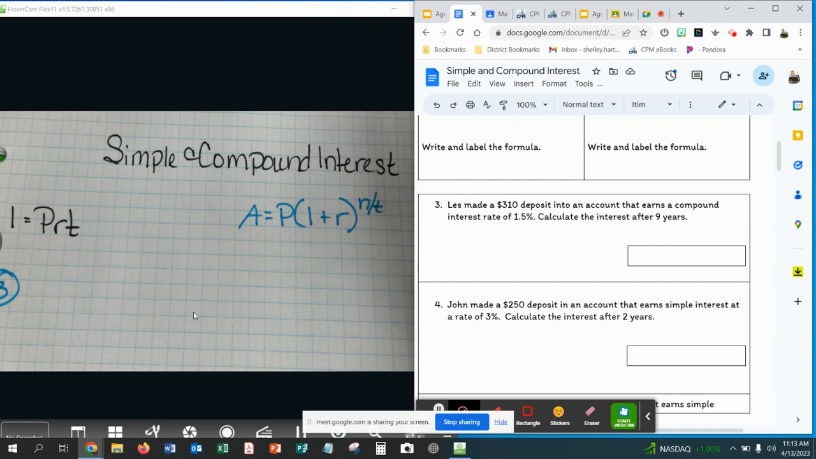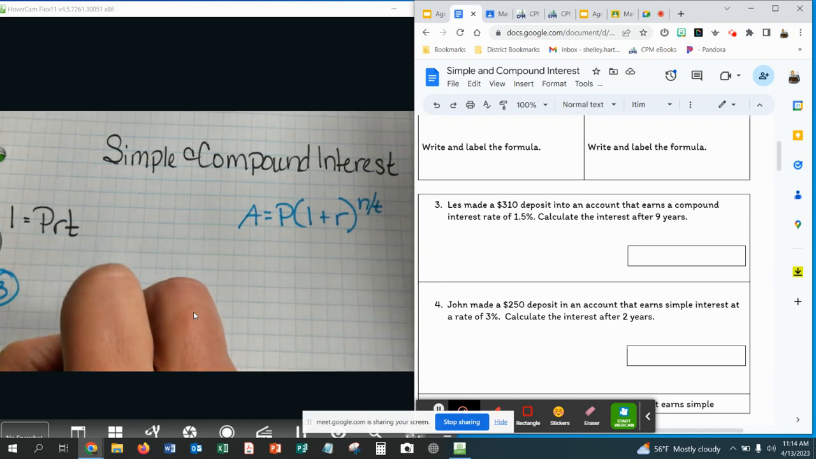Axel, where's your paper and pencil, sir? Everybody agree that it's compound? Number 3, right? Yep.